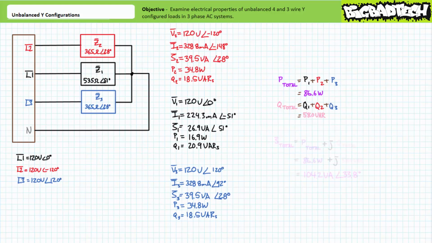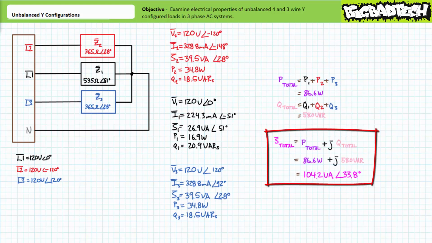longer identical. Given the total real and total reactive power, we can now package these as the real and imaginary components of a rectangular number, as 86.6 watts plus j58 VARs, and then convert it to polar form as 104.2 volt amperes at an angle of 33.8 degrees, which yields our total apparent power figure.